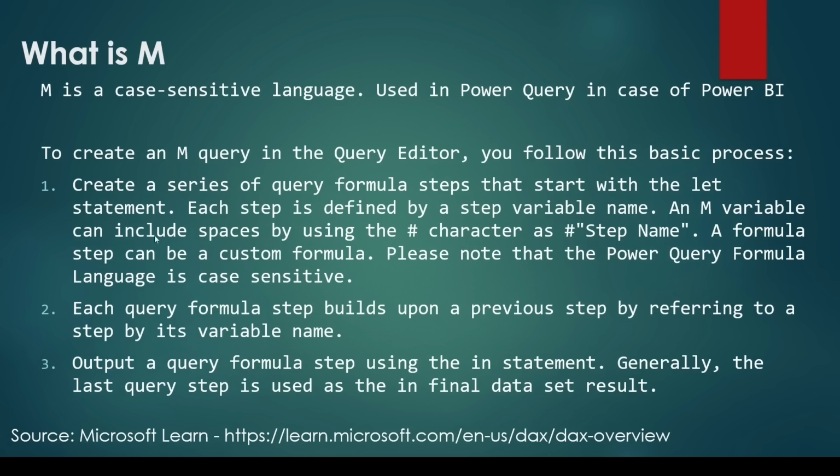But typically what happens in Power Query when we are auto-generating, most of the steps are generating tables, and the table in step 1 is getting referred by step 2, and so on. Finally, what we do is we output a query formula step using the in statement. So basically, you will give a variable name finally after the in. Generally, the last step is used in the final data set result. Whatever is the last step, you try to return the result of the last step. However, it is not compulsory, but in a logical flow, that would actually happen.